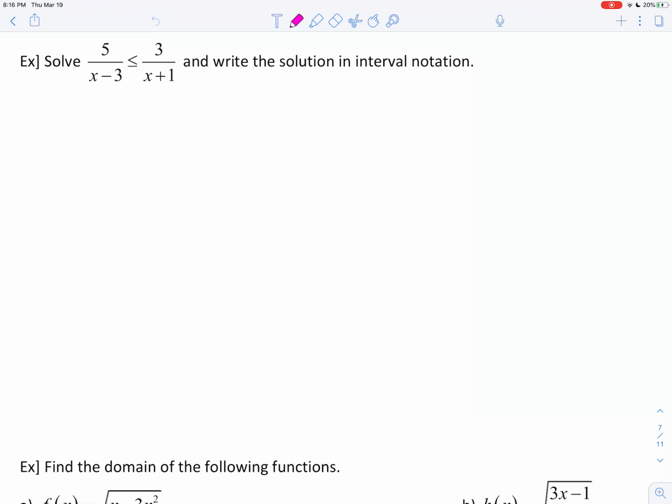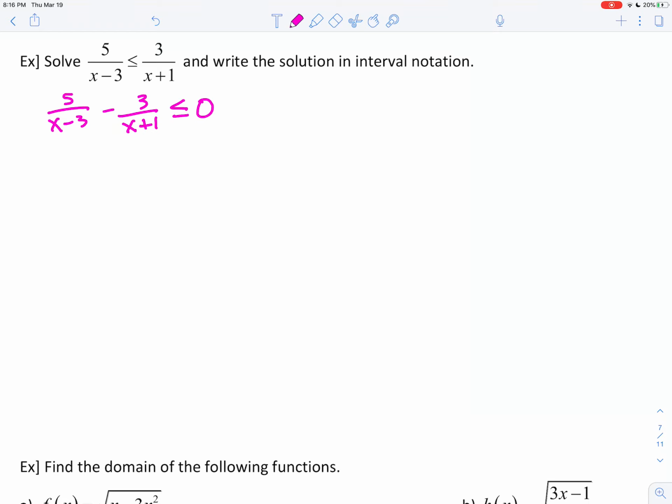What you really want to do is compare it to 0. So you need to get 0 on one side. So I'll do that by subtracting the 3 over x plus 1 to the other side. Okay, so now we're comparing it to 0. What we really want to do is compare a single fraction to 0.